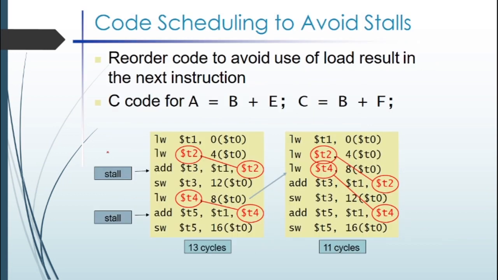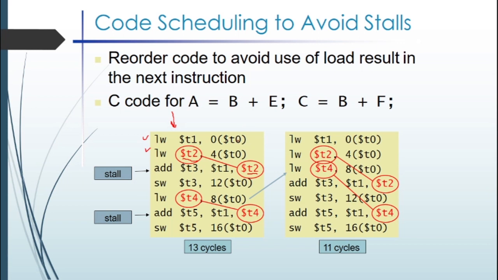Similarly, when you generate code, you can use your programming techniques to optimize your code so that there is no dependent instruction which causes a stall. Just a simple example: there is a simple C code, A is equal to B plus E, C is equal to B plus F, simple addition. But if we write the code normally, you can see that there are two load word operations. The result of the second load word is used in the third instruction for add.